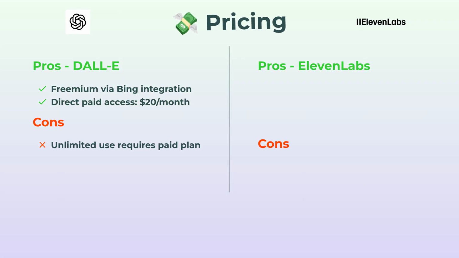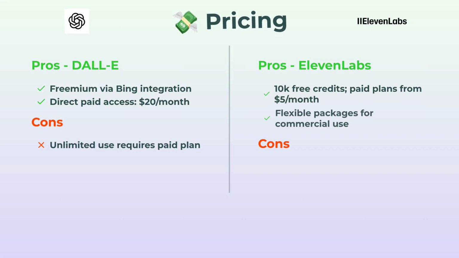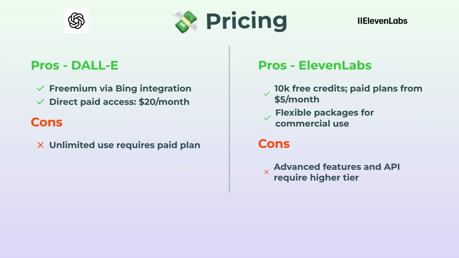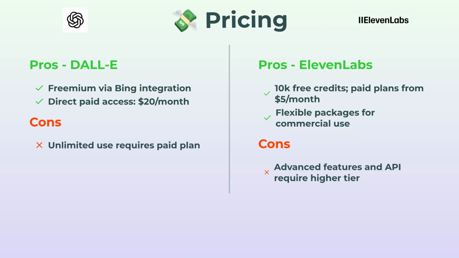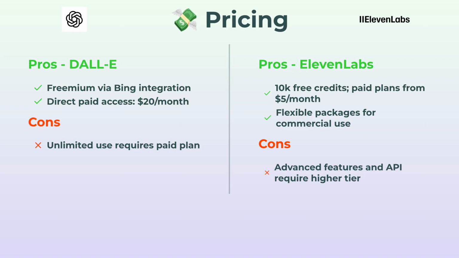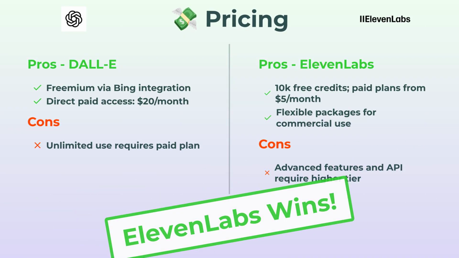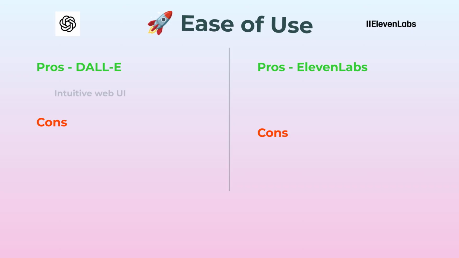ElevenLabs, though? Start with 10,000 free credits, and paid plans from just $5 a month. Plus, they have flexible packages for commercial use. So if you're just dabbling or you want to go big, it scales. Sure, advanced stuff costs more, but overall, it's a better value. Winner for pricing? ElevenLabs.